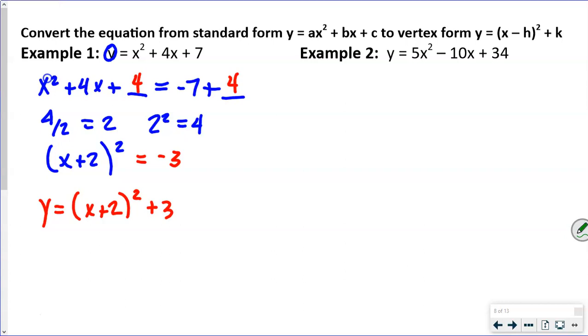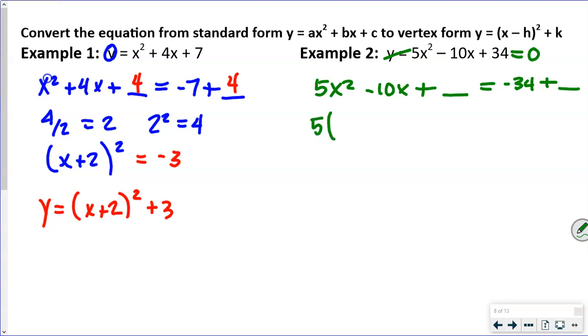So this one again, I'm going to remove this and put the 0 over here, right? Okay, so I got 5x squared minus 10x plus blank equals, and I'm going to do a negative 34 plus blank. Now here's the problem with this one. We got a 5 on the outside. Now I noticed that the 5 is a factor of both 5 and negative 10, so I'm going to factor out that 5. So that's going to be x squared minus 2x plus, we got our blank here still, right? And then that equals negative 34 plus our blank.